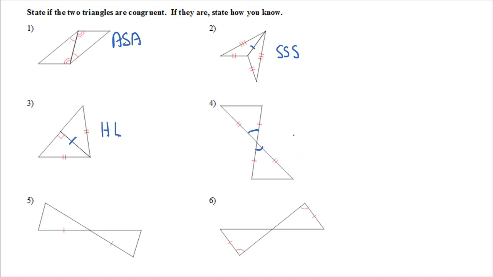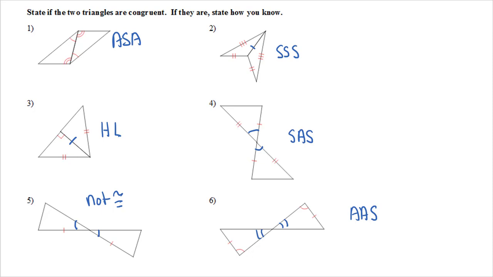Vertical angles are congruent. This one is side, angle, side. This one I have vertical angles. That's the only thing I know. Those are not congruent. Here I have vertical angles. I have angle, angle, side. So I think I covered them all with a not congruent piece in there.